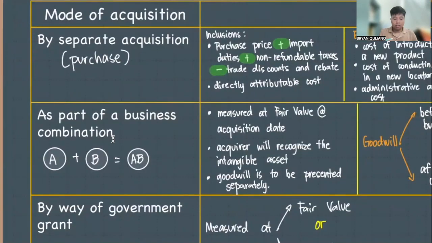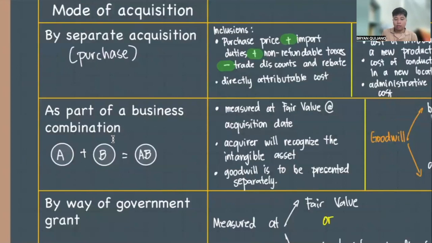Let's talk about another mode of acquisition, which is from business combination. When we say business combination, we have here company A and company B, and they want to combine their businesses to form company AB. Here are some guidelines with respect to their intangible assets. If you're going to acquire a specific intangible asset, the first thing that you have to look for is the fair market value at acquisition date.